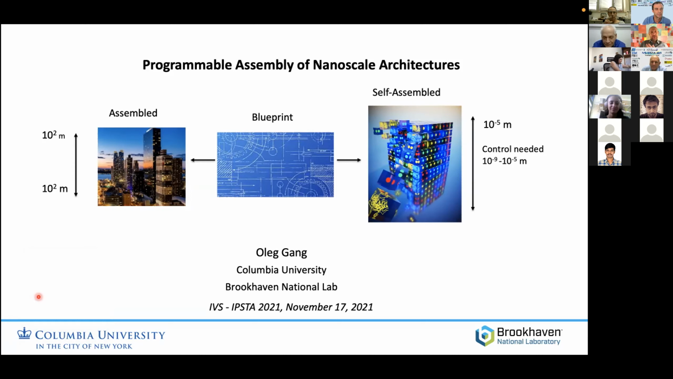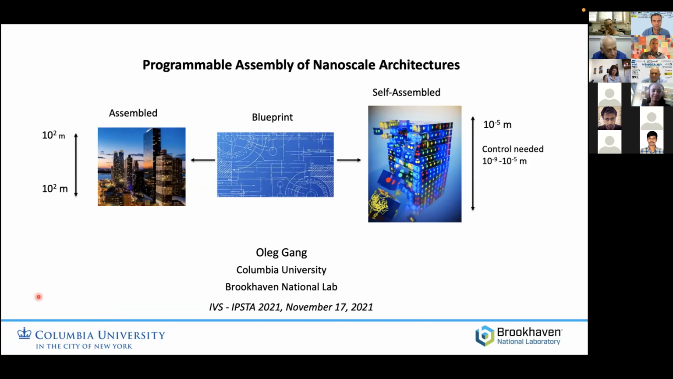So we'll discuss programmable assembly of nanoscale architectures. You can see my screen well, right? Yes. Okay. So let me just tell you why we're doing what we're doing. We all know how materials and a variety of structures are built on a variety of scales, which is shown here on the left side, from very large ones down to nanoscales, using more or less top-down approaches.